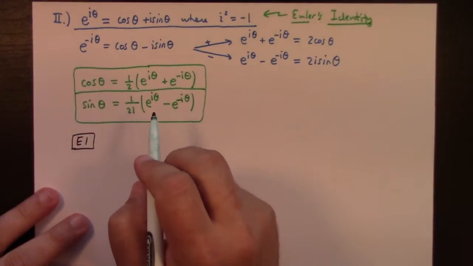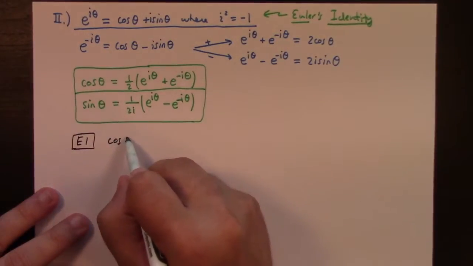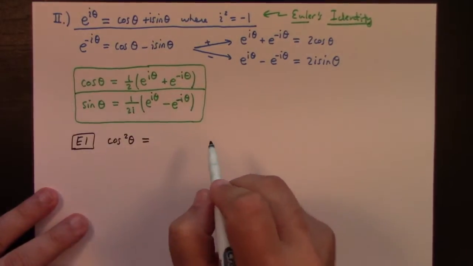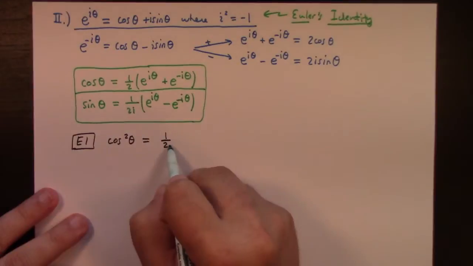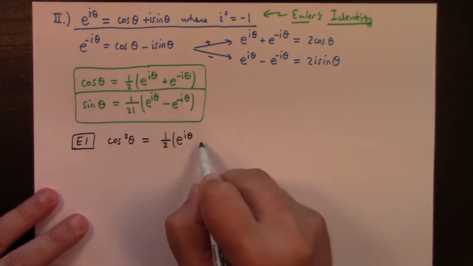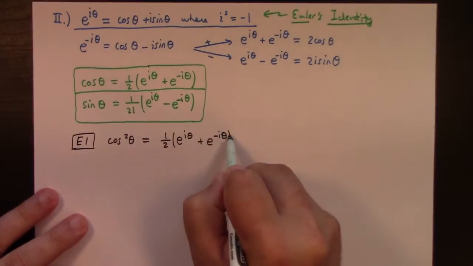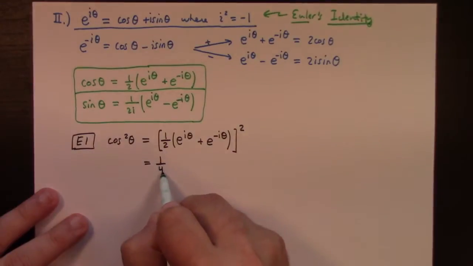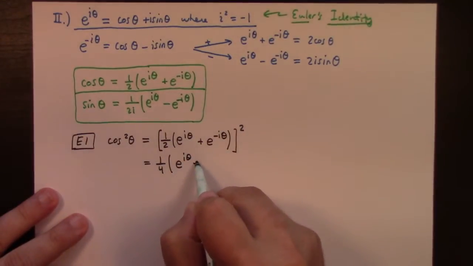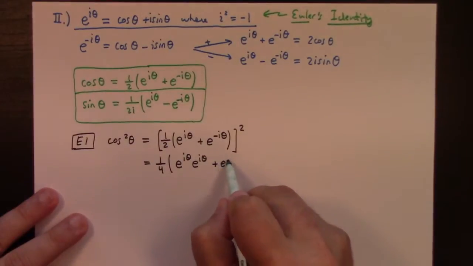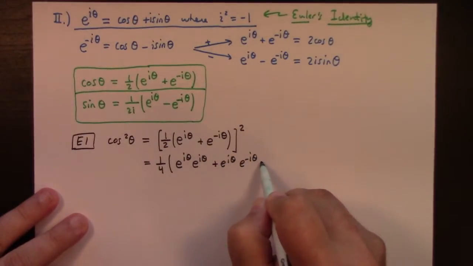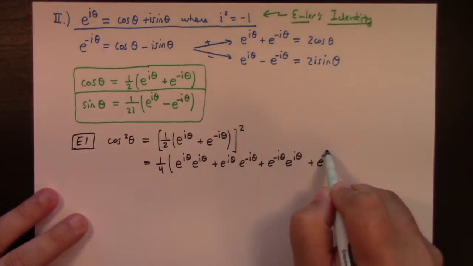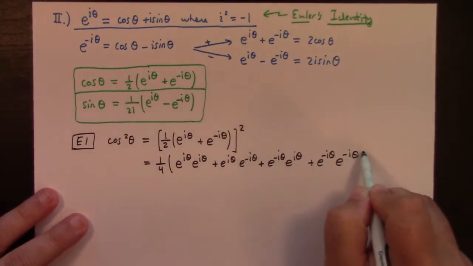I showed you how to find the cosine squared identity a second ago. So let's do cosine squared θ in terms of imaginary exponentials. I start with what I want to simplify, cosine squared θ. Then I replace it with the corresponding expression in terms of imaginary exponentials. Then I square it. So that gives me 1/4, and then I've got e^(iθ) e^(iθ), plus e^(iθ) e^(-iθ), plus e^(-iθ) e^(iθ), plus e^(-iθ) e^(-iθ), just distributing out that product.